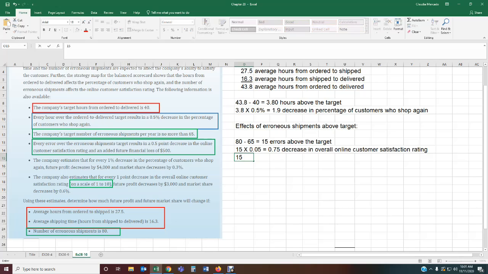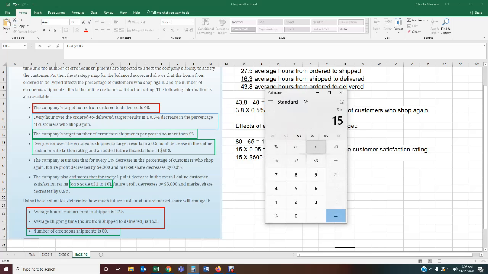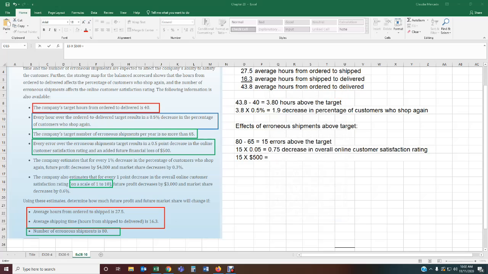Now, it also says that for every error above the target, we're going to have a loss of $500. So we had 15 errors at $500 apiece. That's 15 errors times 500. 15 times 500 gives me $7,500. So $7,500 is the added future financial loss.